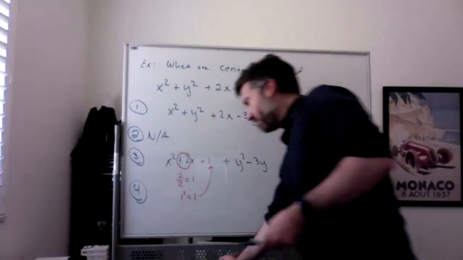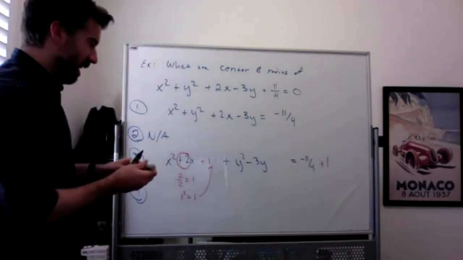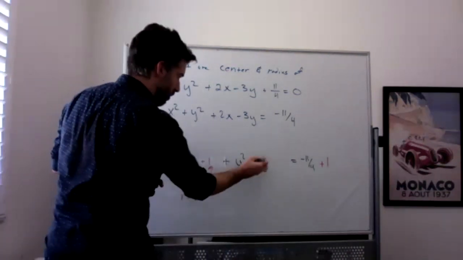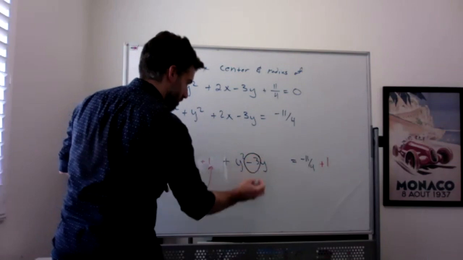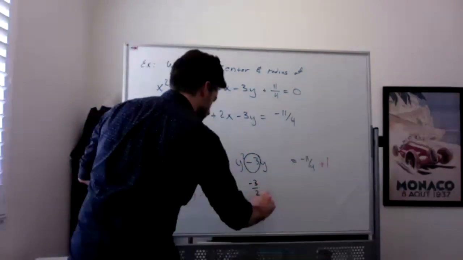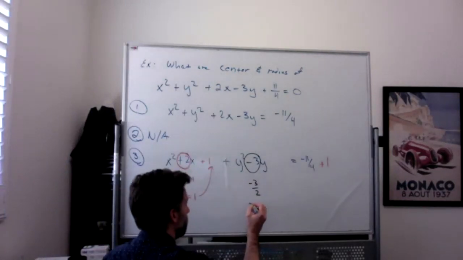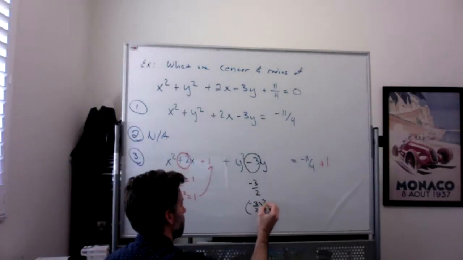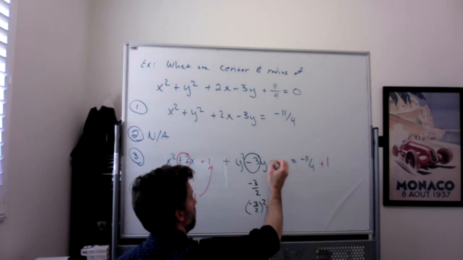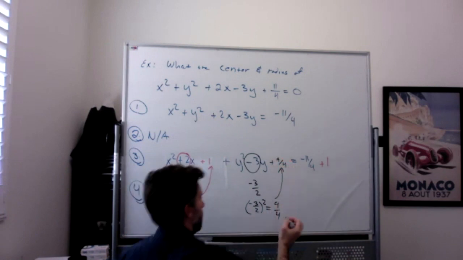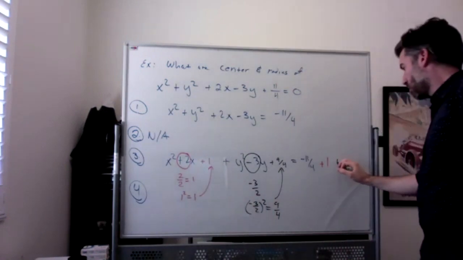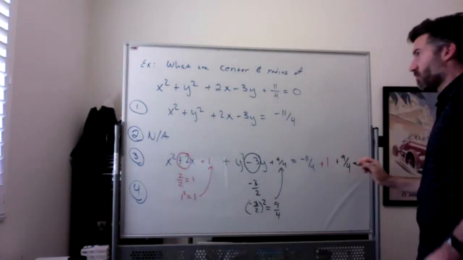And then we do the same thing for the y's. We take the coefficient of y, we divide that by 2, which doesn't really simplify like it did here, and then we square it. And we get 9/4. And if we add it here, we also add it over here.